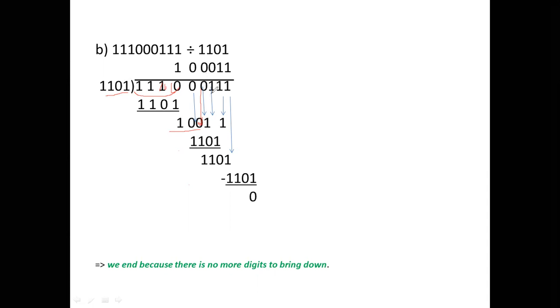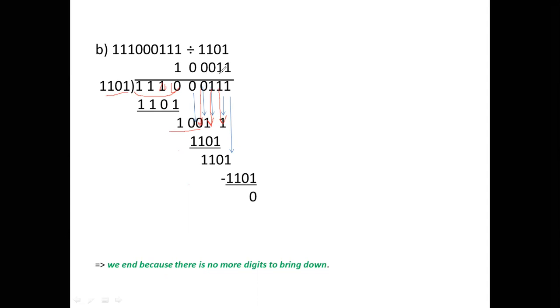We bring down this 1 here. So we have 1001. How many times does 1101 get into this one? It will get 0 times. Remember, though they have the same number of bits, this one is a 1 on the 2nd bit, and this one is a 0 on the 2nd bit. So that means this one is greater than this one. So it will get 0 times.